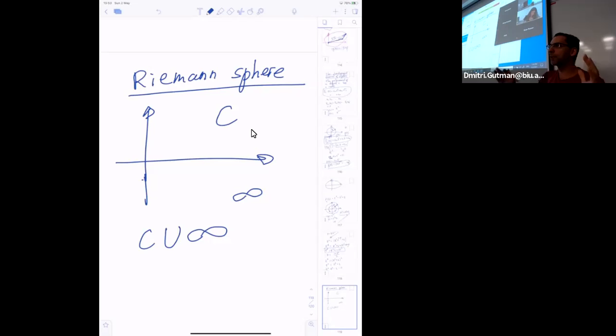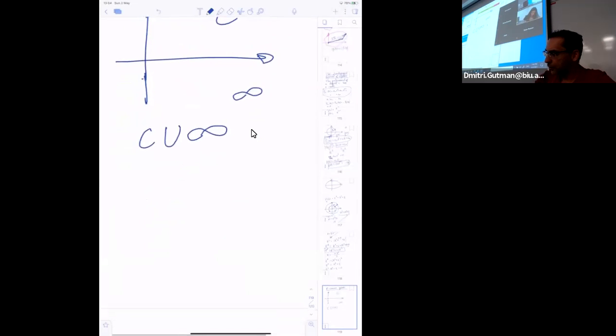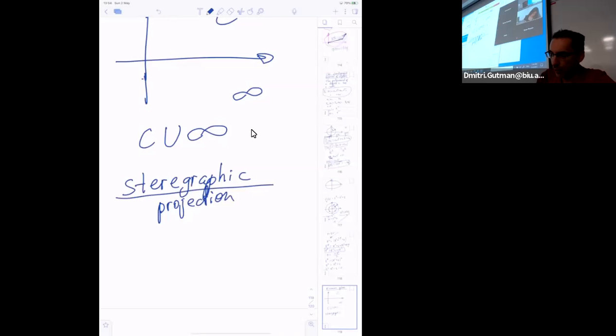Now, let me construct a Riemann sphere geometrically, and I'm going to do it using something which is called stereographic projection. So how many of you ever heard about stereographic projection? Did any of you ever hear about stereographic projection?